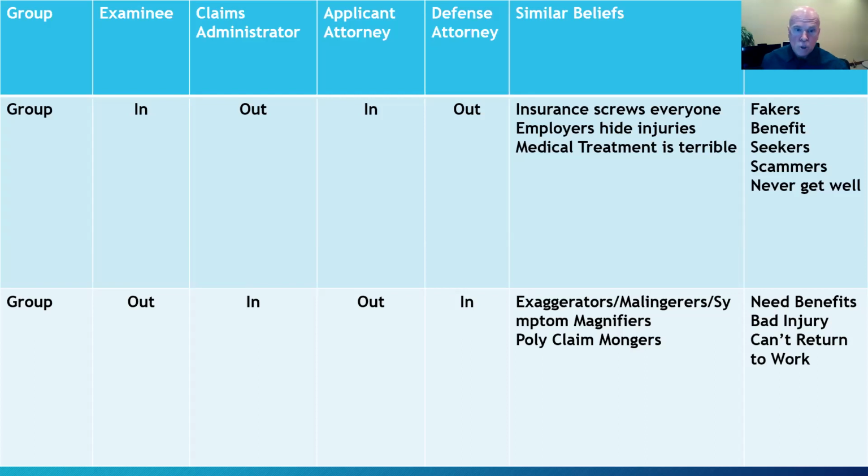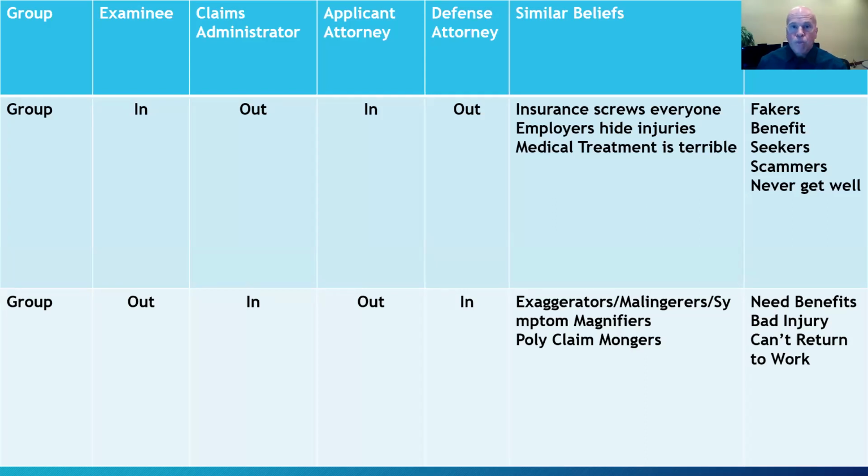Whereas the examinee and the applicant attorney have different beliefs in that, hey, I've been injured, I need benefits. It's a very, very bad injury that nobody understands, and therefore I can't return to work. So it's these dissimilarity of beliefs between the social in-groups and the social out-groups and the orientation of the qualified medical evaluator that can cause an inaccurate conclusion from the qualified medical evaluator.